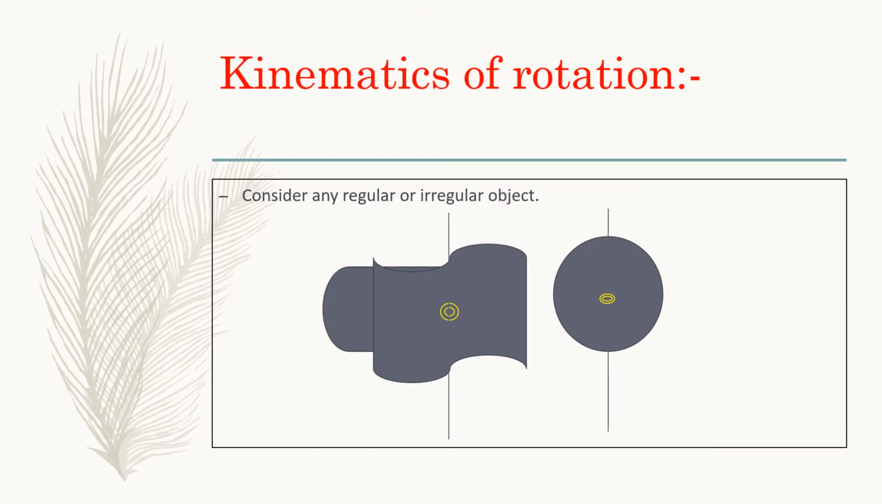Now let's start the kinematics of rotation. Consider any irregular figure as shown. If it is rotating, then each and every such body has its axis of rotation or that fixed point. It doesn't depend on whether the figure is regular or irregular.